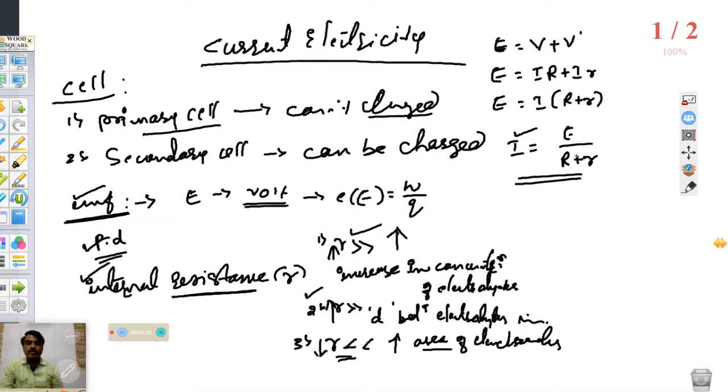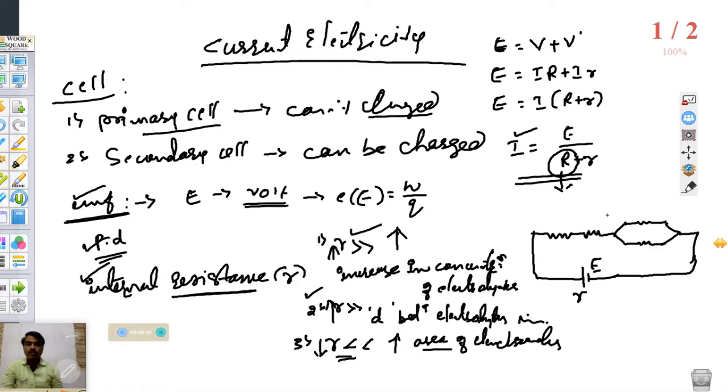But here the external resistance we consider may be a single resistance or a group, because whenever we consider external resistance in any cell, imagine a cell of certain EMF E and internal resistance R. If it is connected to an external circuit having one resistance here, another here, and one more here, the combination all together is the external resistance. This entire thing is external resistance.